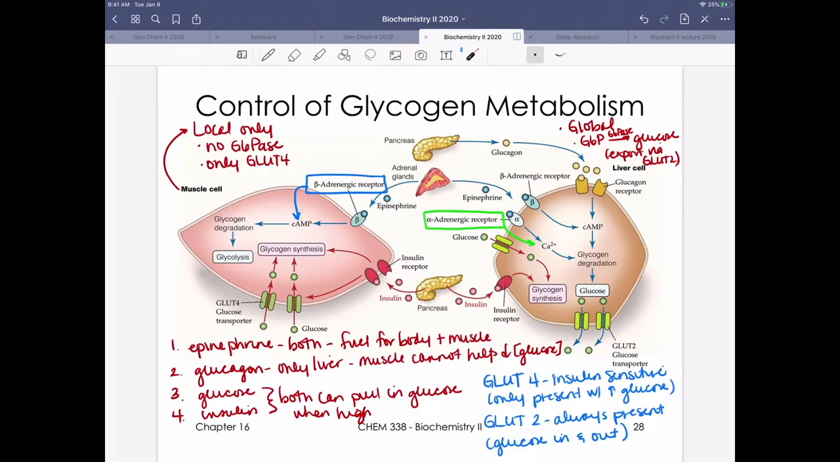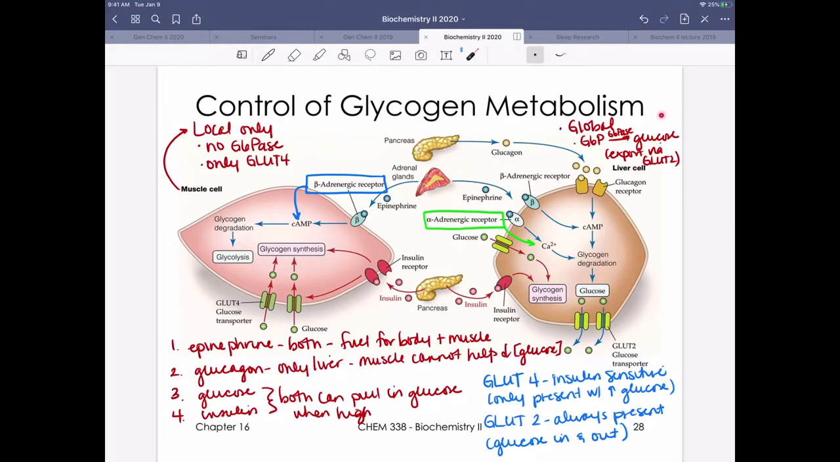So not only do you not have the ability to make the free glucose to be exported, the transporter that you have for transporting it wouldn't even be present there. GLUT4 receptors are only present on the surface of muscle cells when there's high blood sugar levels. When there's low blood sugar levels, because these are insulin-stimulated glucose receptors, they're not on the cell surface, so they won't even be there to export glucose.